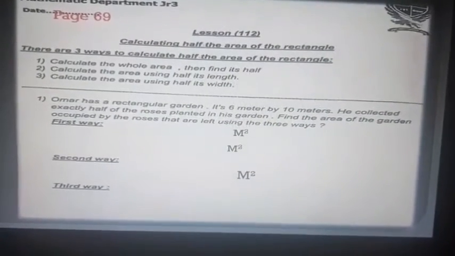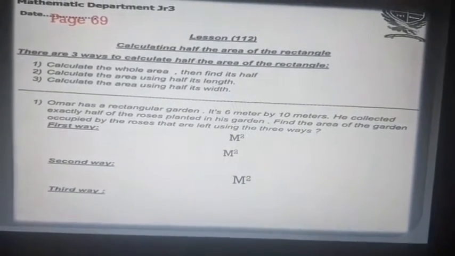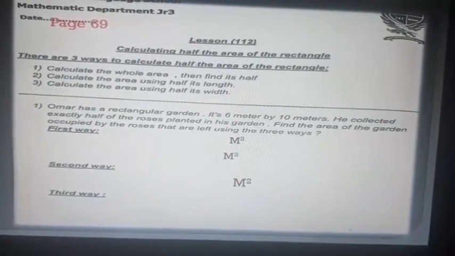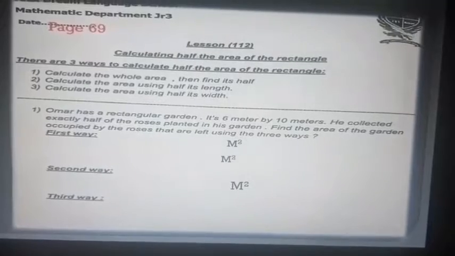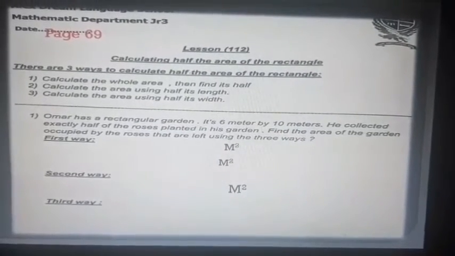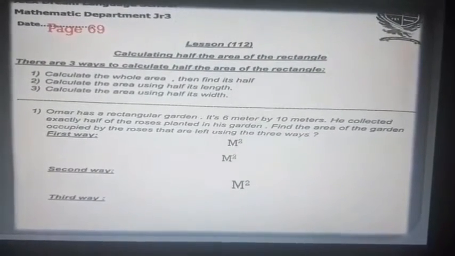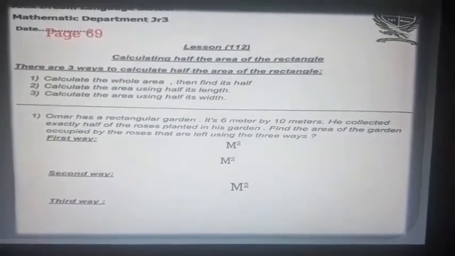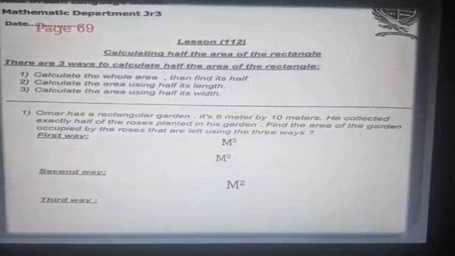The second way, I will divide the length in two equal parts. Or the way number 3, I will divide the width in two equal parts.